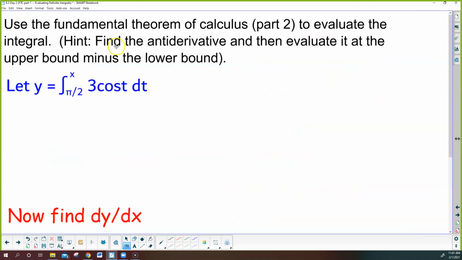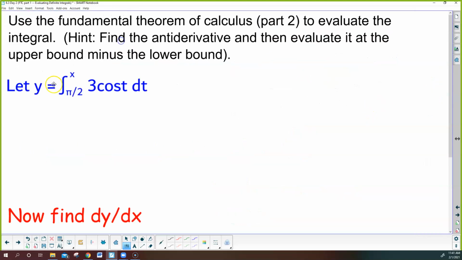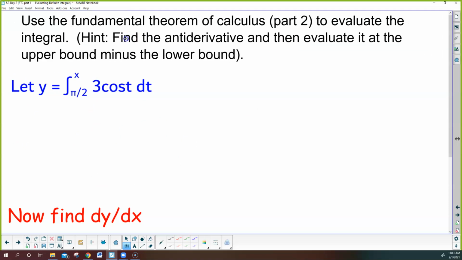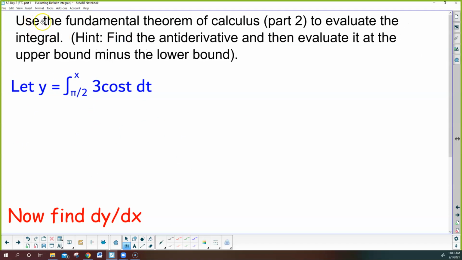The second part here is, we're going to use this to lead us into it. And I definitely want you to write this part right here. You don't have to write what's written in black. It says, use the fundamental theorem of calculus part 2 to evaluate the integral. A hint is, remember, use the antiderivative, evaluate it at the upper bound minus the lower bound. So nothing really crazy. It's actually a really friendly antiderivative.